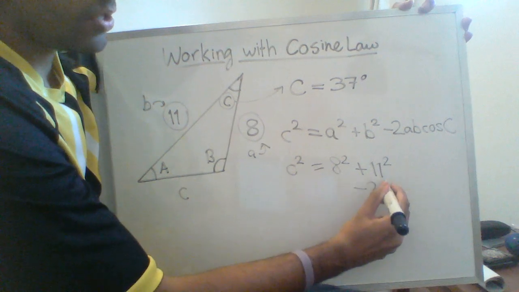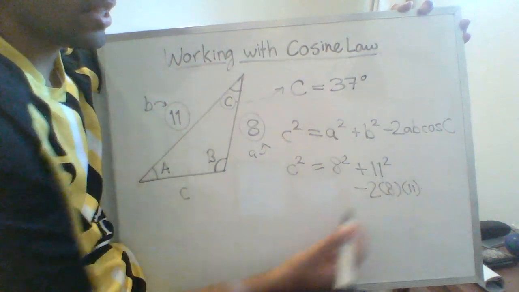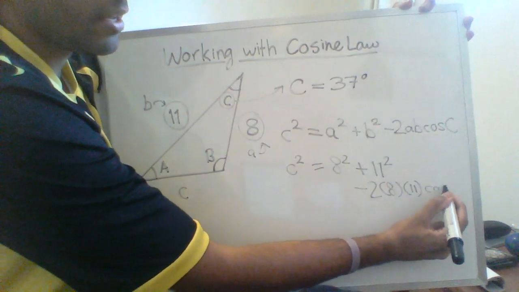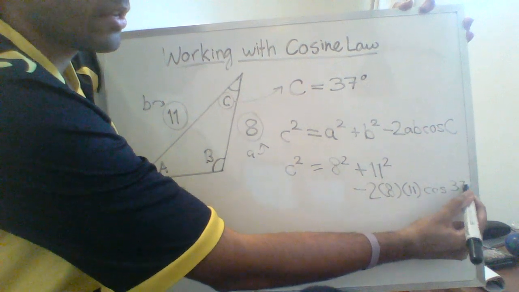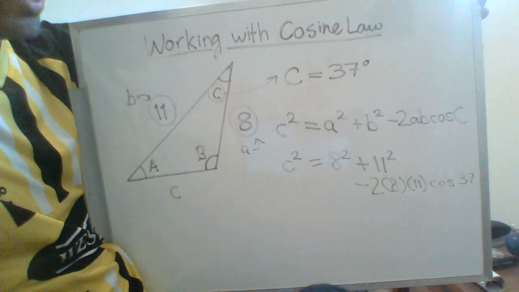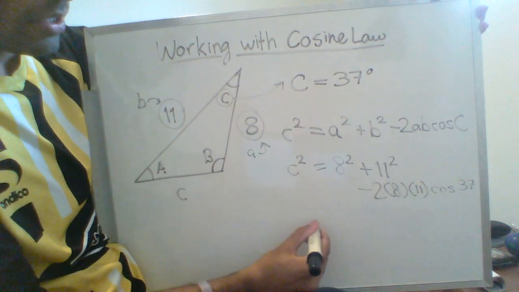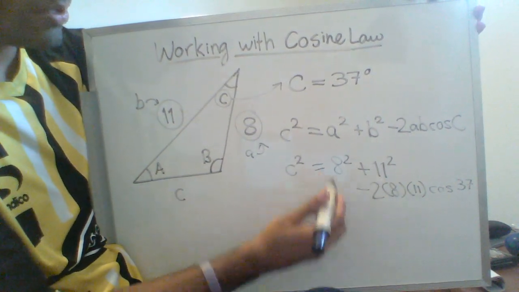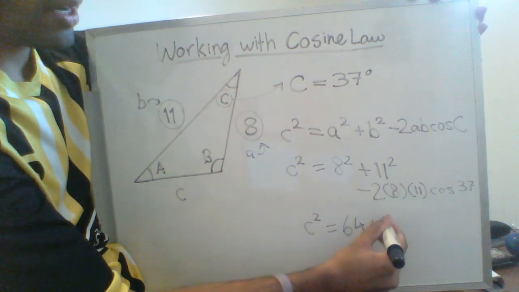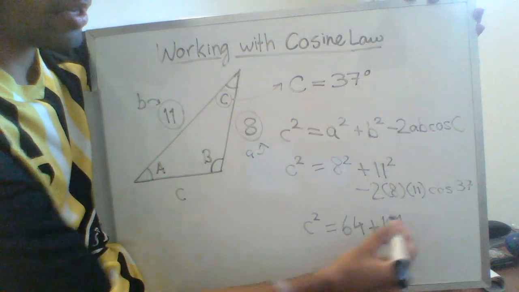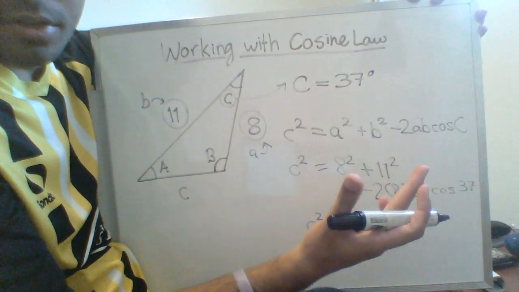Minus 2 times the length of side A, which is 8, times the length of side B, which is 11, times the cosine of angle C, which we know is 37. Okay, so that's all the information we have. Now, from this point on, it's really all just math. C squared is equal to 8 squared, which is 64, plus 11 squared, which is 121, and then this whole thing is going to come out to something else.